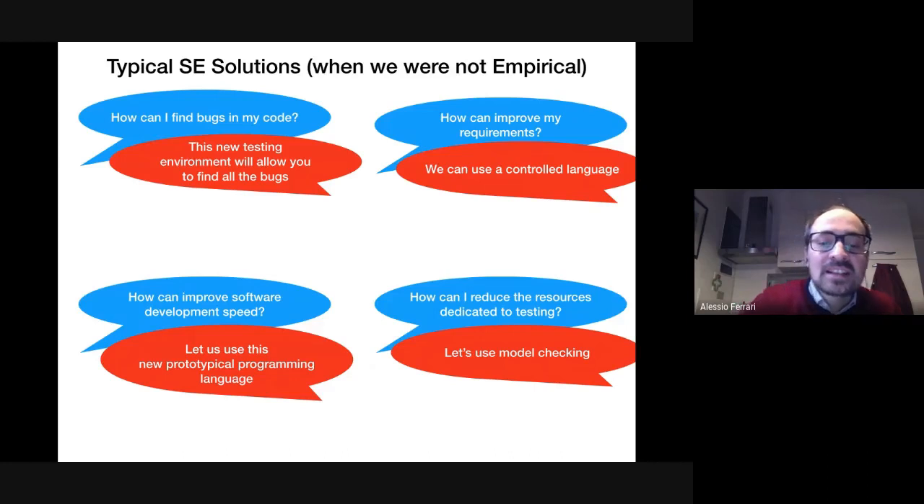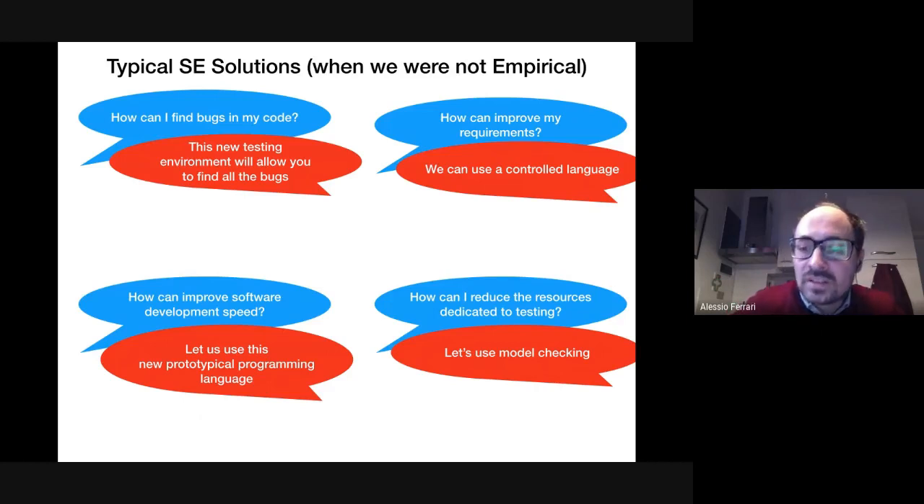So let's introduce a new programming language that, for example, is easier for everyone, and let's let the people deploy the code faster. For example, instead of using Java, let's all use Python, so that instead of writing System.out.println, I can simply write print, and this will speed up the development.